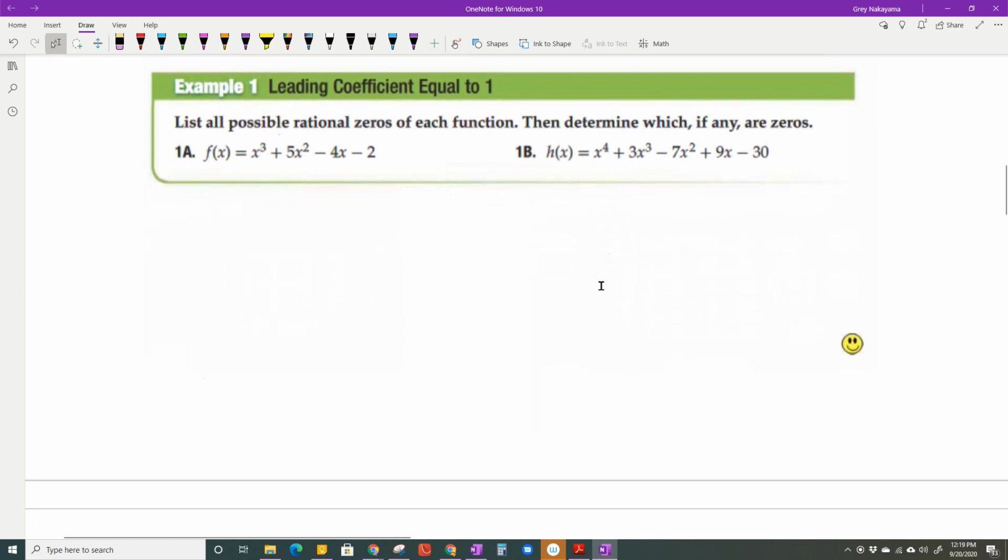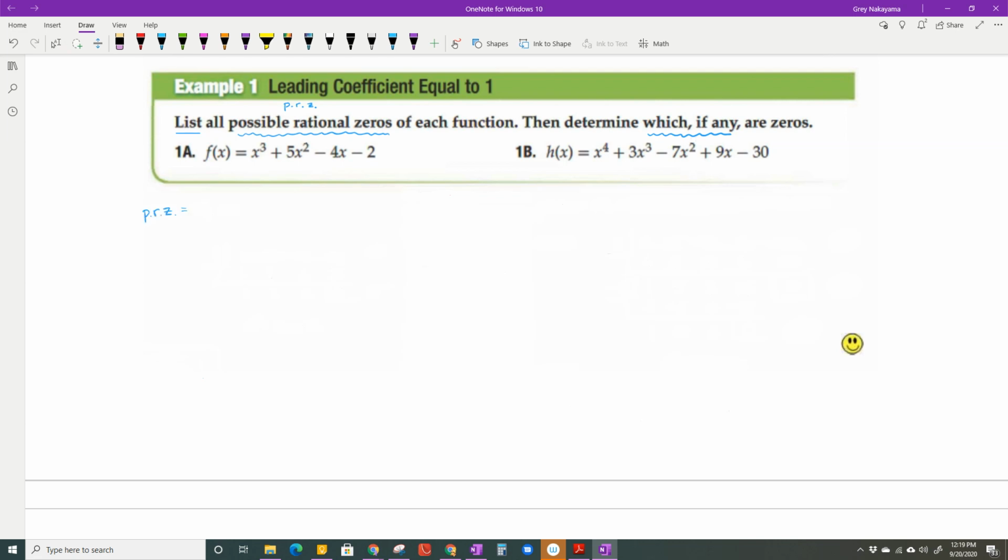Okay, so look at what you've got to be able to do. Have a leading coefficient equal to 1 in this case. We are going to list all the possible rational zeros, and I'll label that as PRZ, so I don't write all that out. And then we're going to determine which, if any of those, are zeros of our function. So 1a, I have f of x equal to x cubed plus 5x squared minus 4x minus 2.